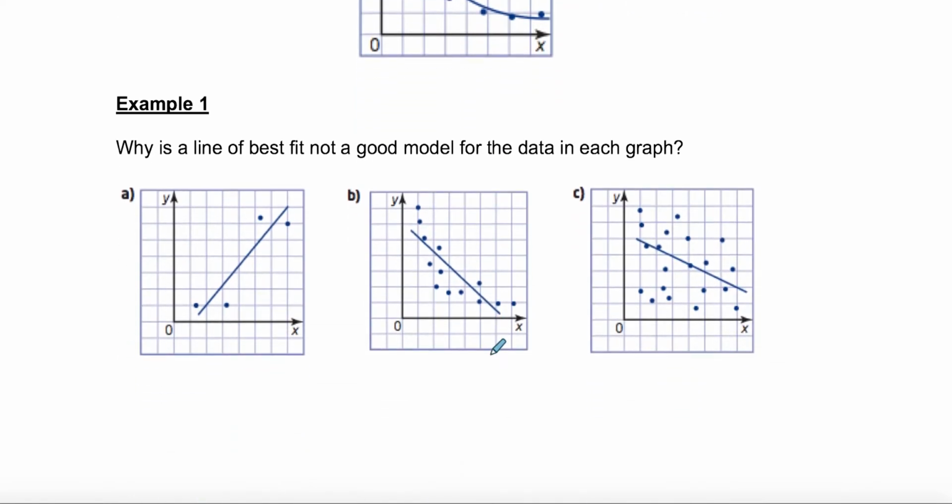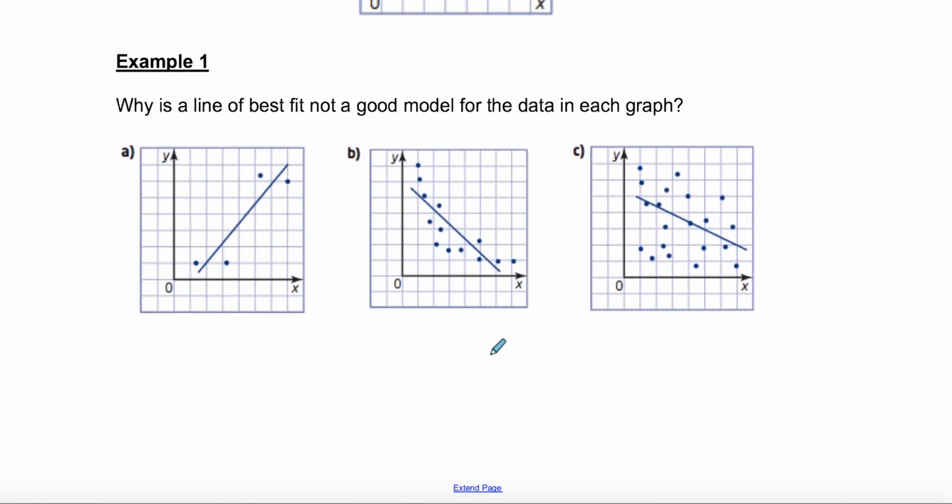So example 1, why is a line of best fit not a good model for the data? When we look at part A, there's only 4 points. I know that the line is going through the points and that's what you are supposed to do, but I just don't think there's enough data there to suggest that this is definitely going to make a straight line. I think you'd need a lot more data points to make that conclusion.